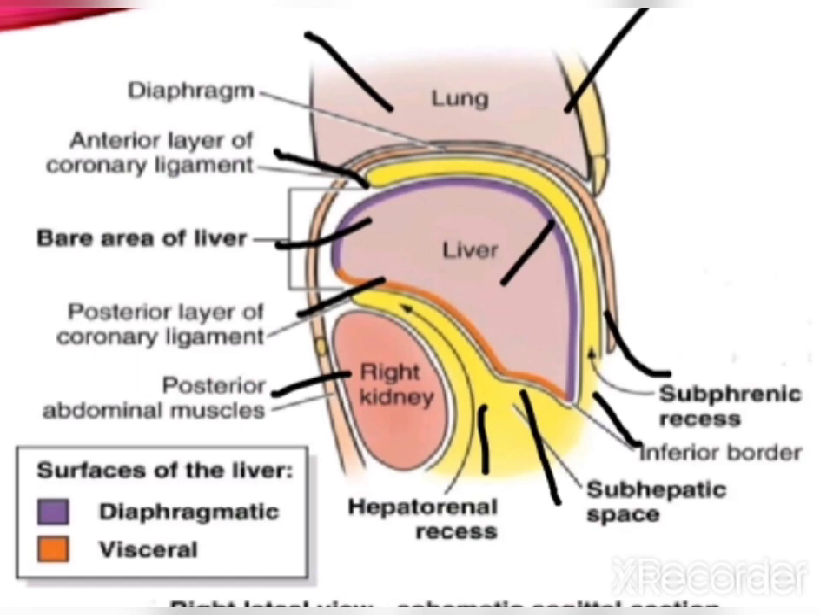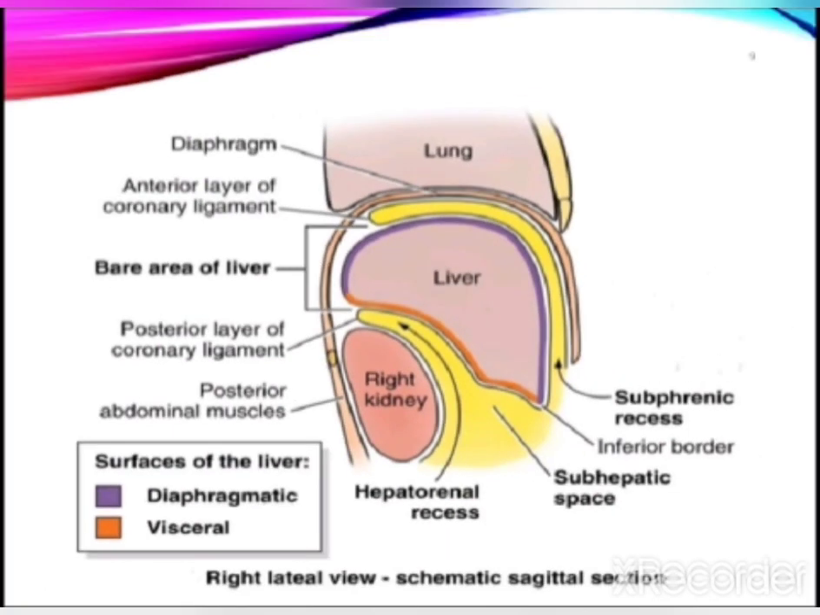Of the diaphragmatic surface of the liver, the diaphragmatic surface shown in the purple color, and the visceral surface shown in the orange color.